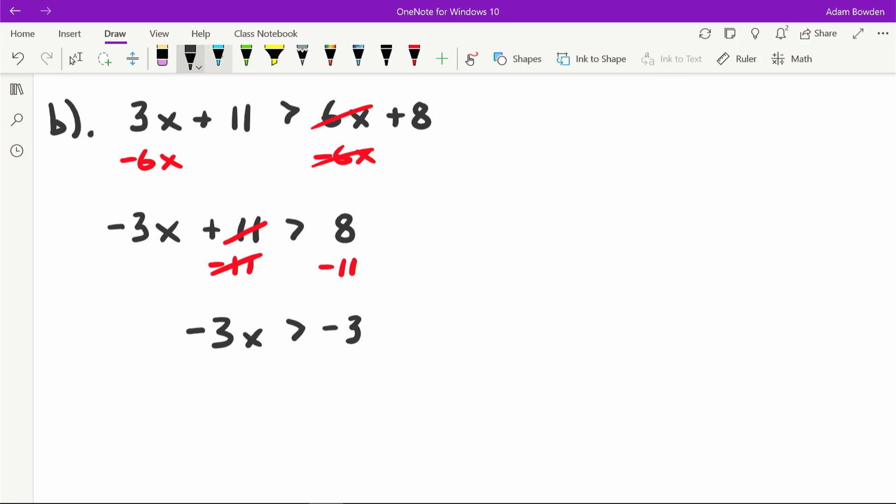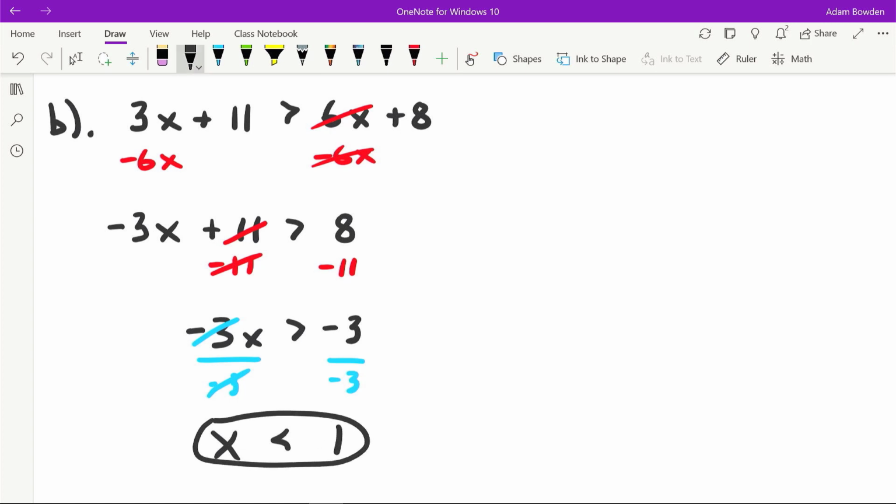And like we would solve an equation, now to get rid of the number in front of the x, we'll divide it out to both sides. So divide both sides by -3, leaving it as just x. But again, since I divided by a negative on an inequality, we're going to flip it to a less than, x less than positive 1. So that's our solution for x.